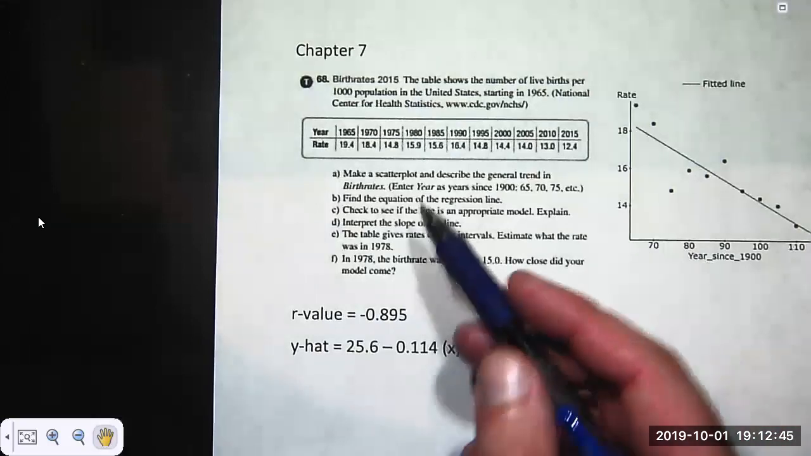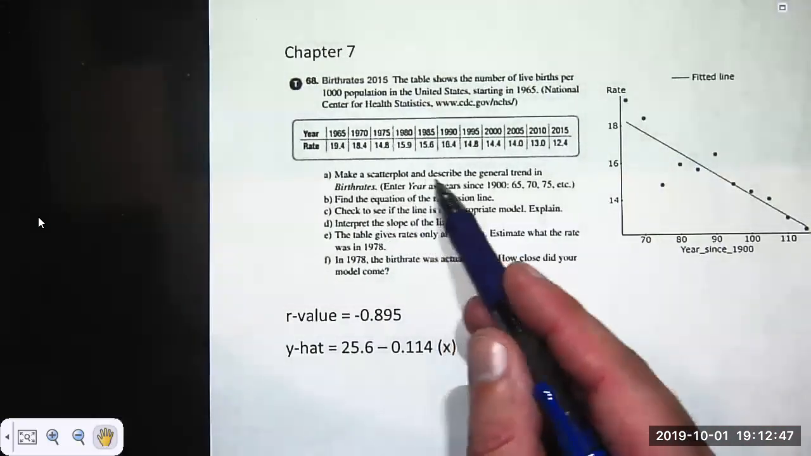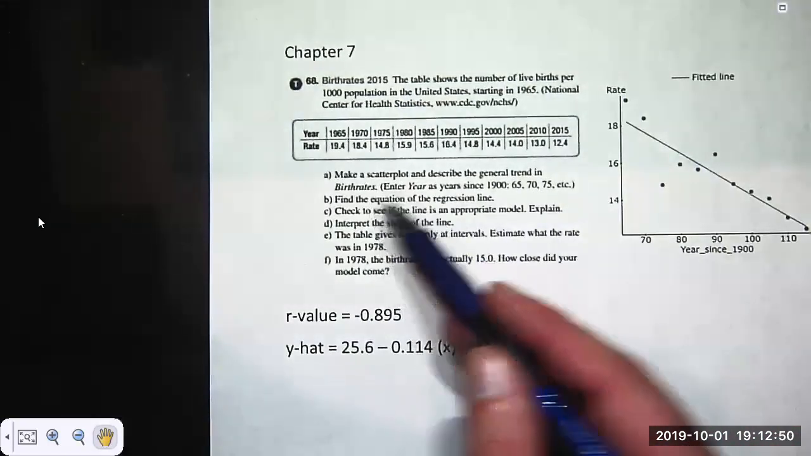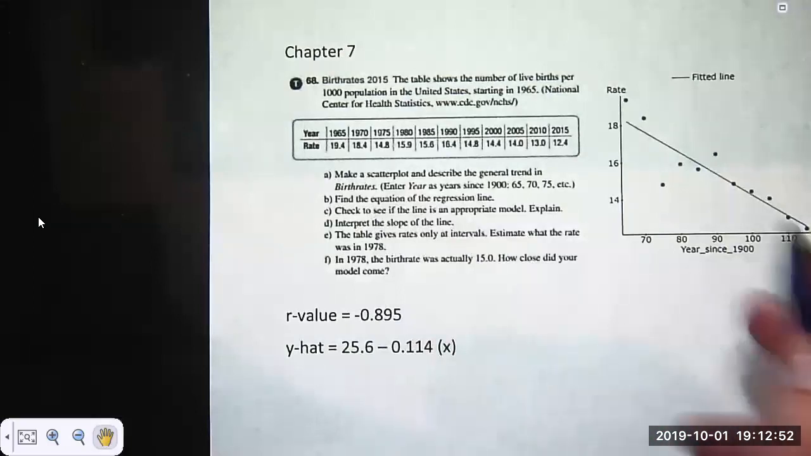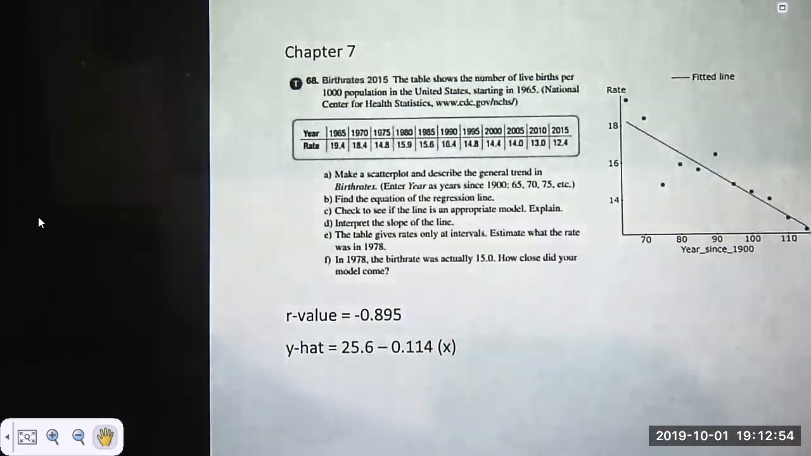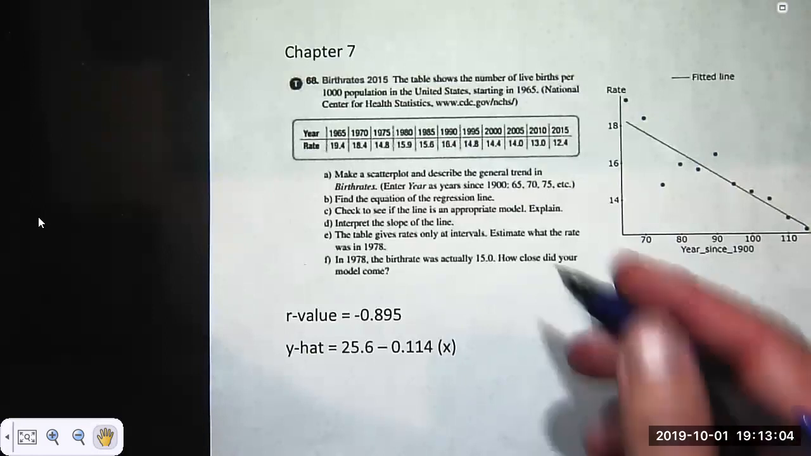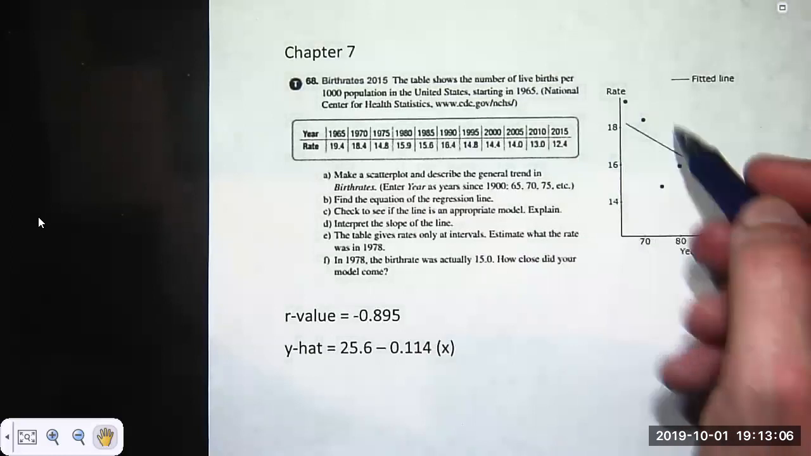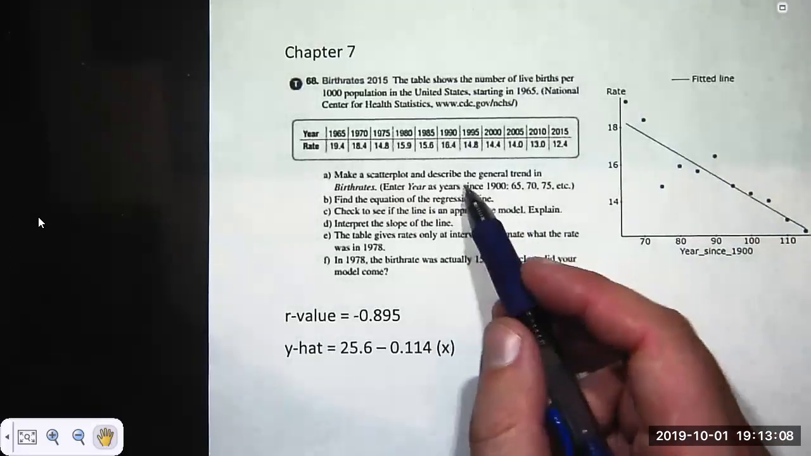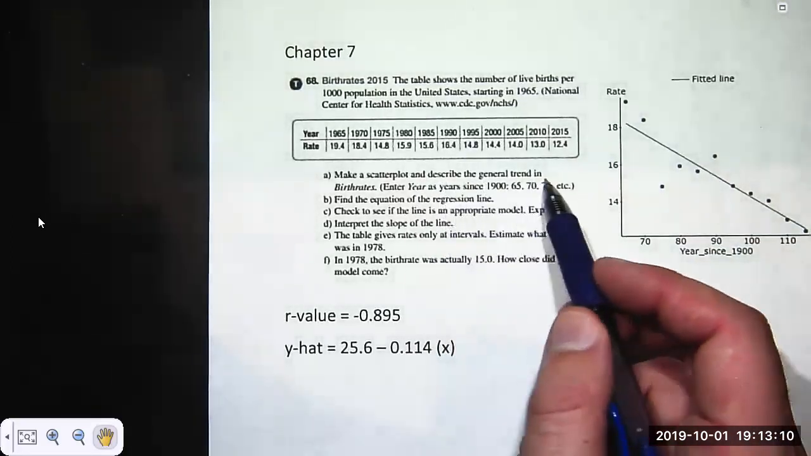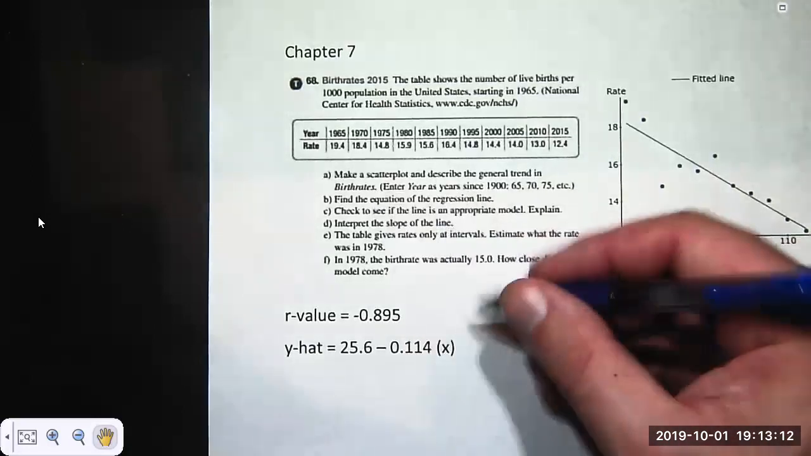Okay, so we're supposed to make a scatter plot and describe the general trend in birth rates. For a question like this, you'd be given a scatter plot on the test. You don't have to make a scatter plot because that would be time consuming. Well, it doesn't take that long, but it could take a while. But yeah, you'll be given this, and you should be able to describe the general trend in birth rates.